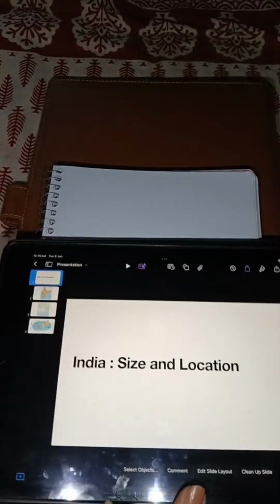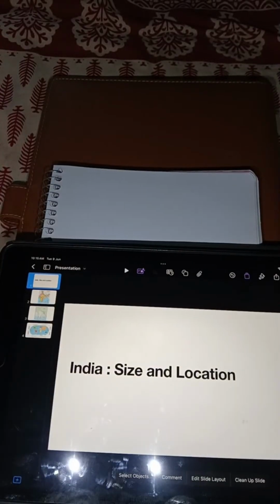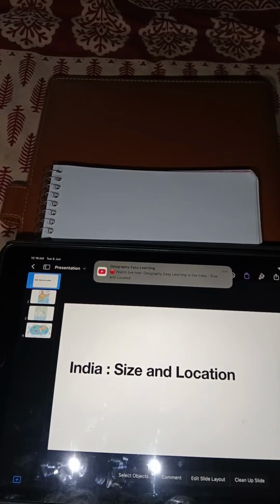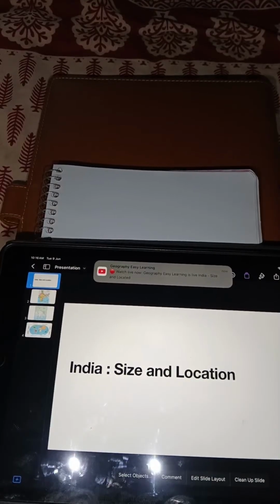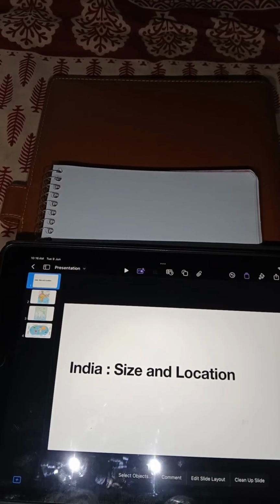Geography class. So today's topic will be India, with its size and location. This is chapter 1 of CBSE class 9, or you can also have it in ICSE class 10 chapter 1, India and the neighboring countries with size and location. So today I will be doing this with you.